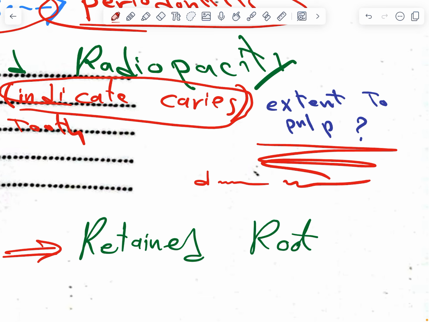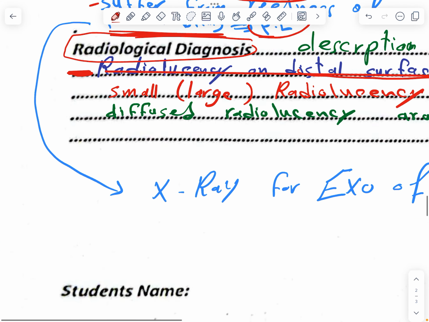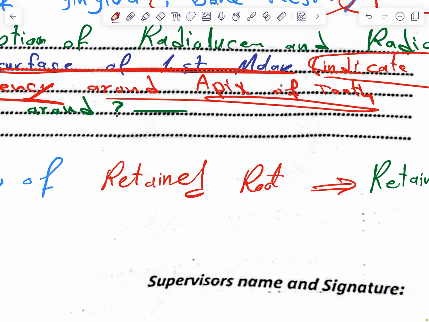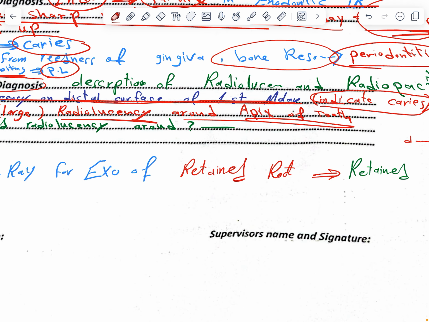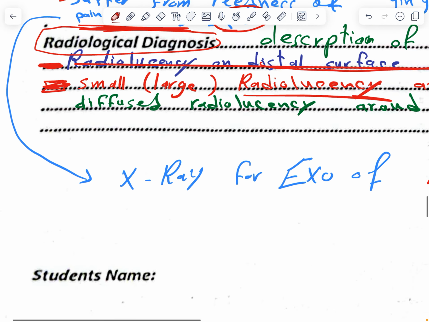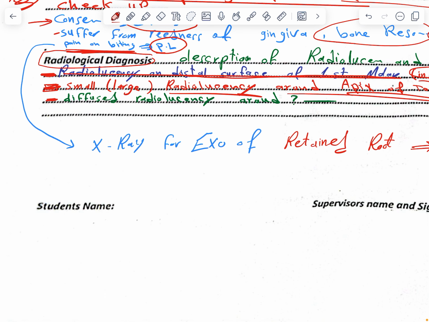If you have small or large radiolucency around the apex of the tooth, you can mention for example small radiolucency around the apex of the upper right 7. It is either small or large. Then you have diffuse radiolucency, which is spread around the area.